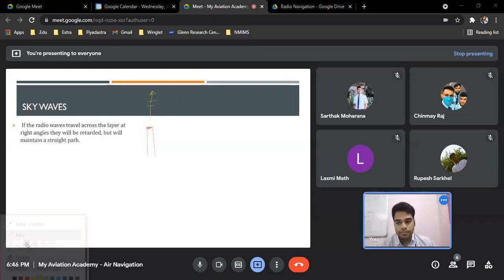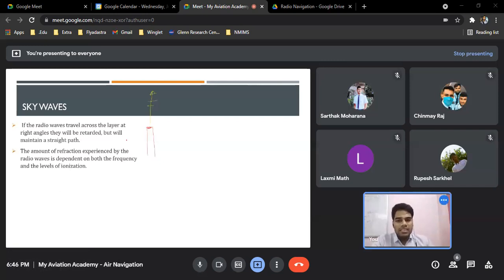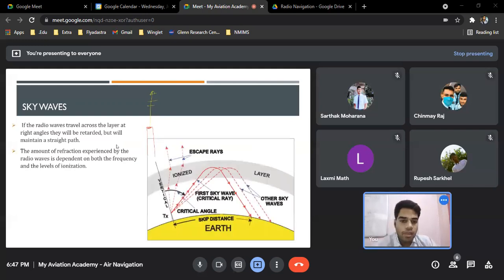But see, the amount of refraction experienced by radio waves is dependent on both frequency and levels of ionization. So in this case, I'm not putting the radio wave at any angle, so they will keep on going and might even pass the ionosphere and shoot outside the earth. It can be possible if I have a higher frequency, but in this case mostly it is absorbed by the ionospheric layers. Okay, this is the vertical, this is my transmitter. I am transmitting the rays. These are the two examples you can see here.